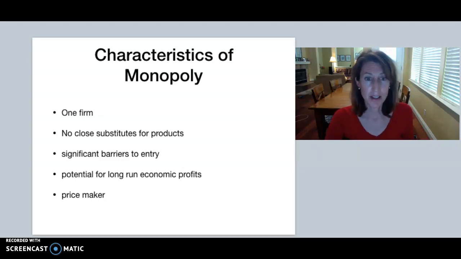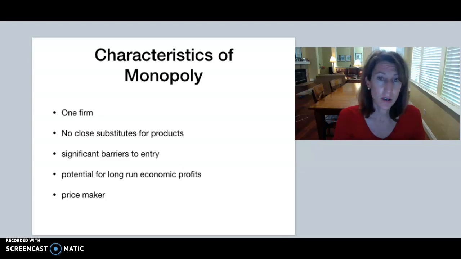And what are these barriers? Your book goes through this. It can be things like a patent or copyright. It could be the fact that the resource that's used to make the good or service, or part of the product, is owned only by this firm. So, for example, a classic one is De Beers and diamonds. Or it could be something with the cost structure, that there's such high fixed costs to get in that it's really hard for other firms to enter and compete, and that's kind of like a natural monopoly.